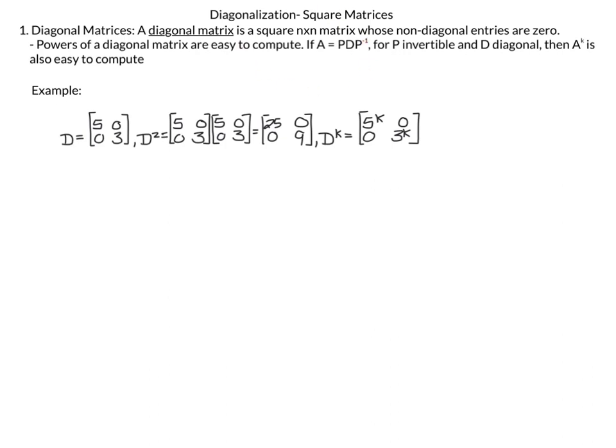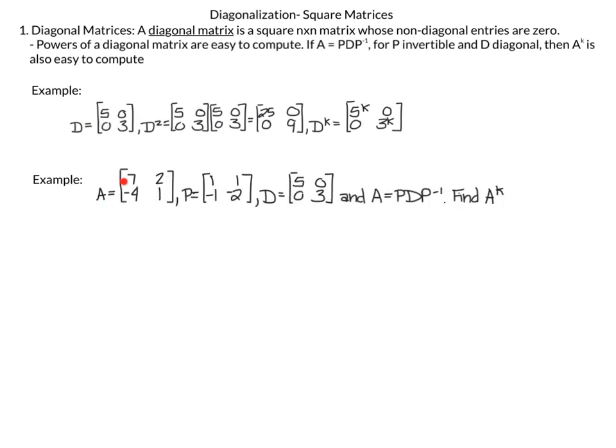Later we will be doing some examples from differential equations that do use these powers of a diagonal matrix. We'll look at a more complex example where the matrix A is equal to the matrix with column vectors 7, -4, 2, 1. We're given this P, which is an invertible matrix, equal to 1, negative 1, 1, negative 2, and a diagonal matrix that we had looked at before, 5, 0, 0, 3.